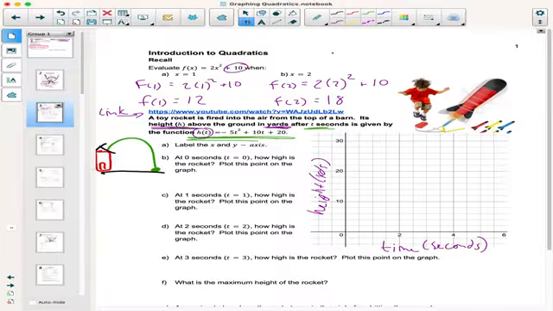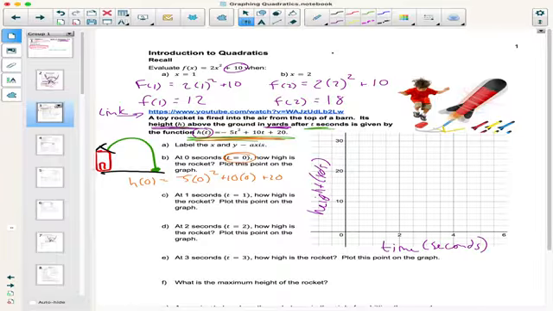Time in seconds. All right, so we labeled them. Awesome. At 0 seconds, so at t equals 0, how high is the rocket? Plot this point on the graph. Well, people, just plug in 0. It says t equals 0. Plug it into this equation. H of 0 equals -5 times 0 squared plus 10 times 0 plus 20.